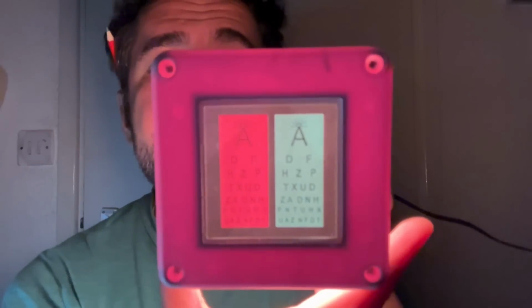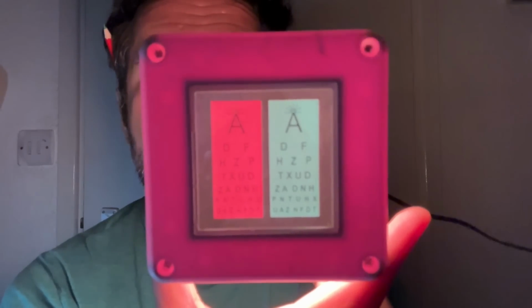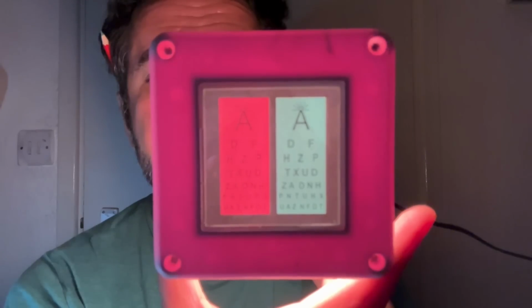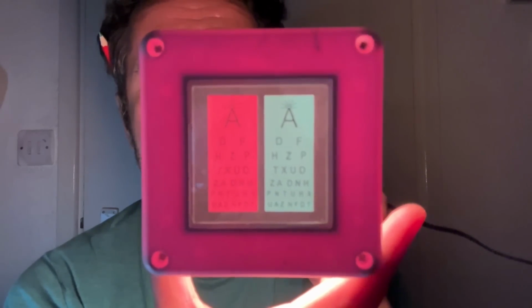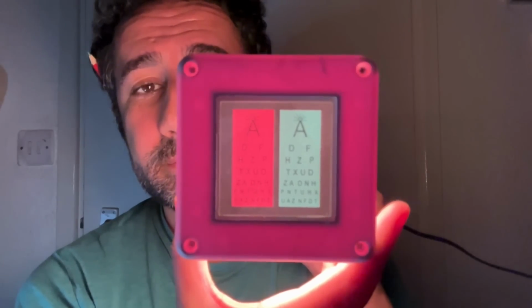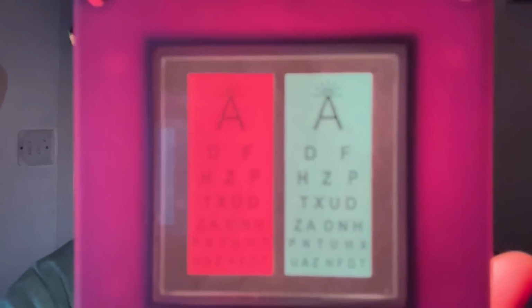Okay, so at this distance, on the green side, what's the smallest row that you can read down to? And what about on the red side? And just coming back here, is the print clearer on the red, the green, or about the same? And what about at this distance, please? That's about equal, good.